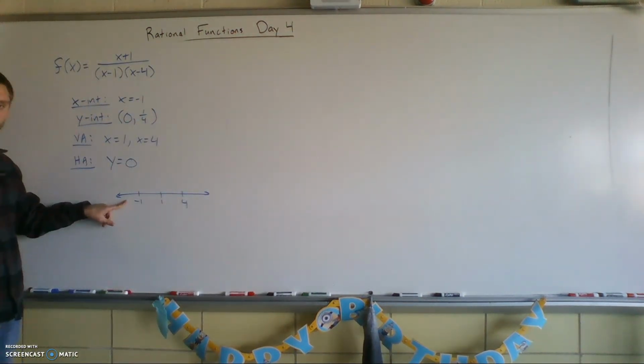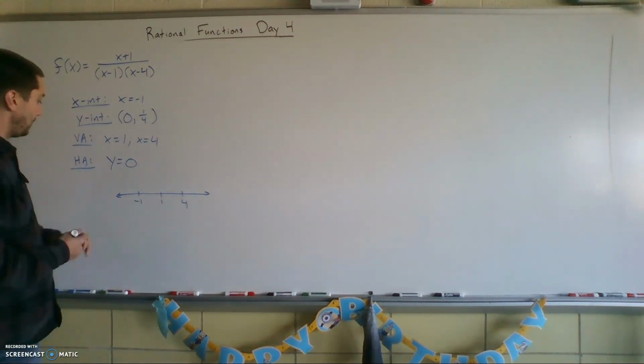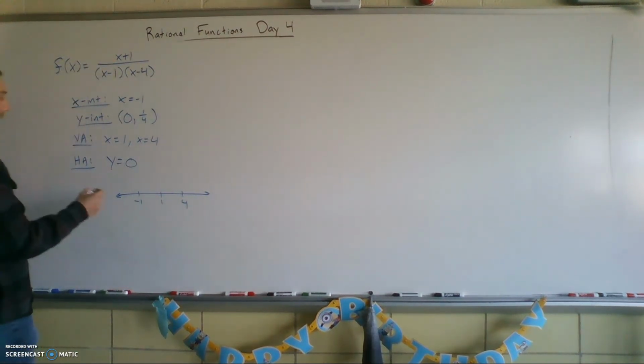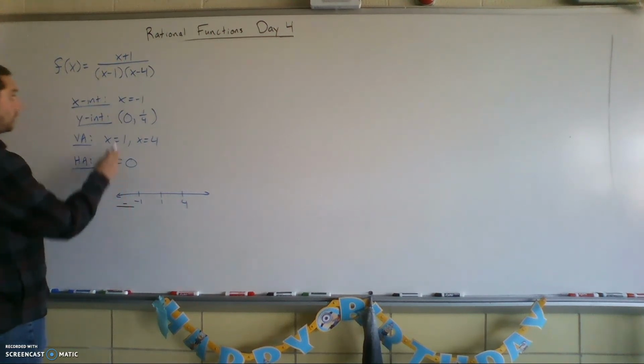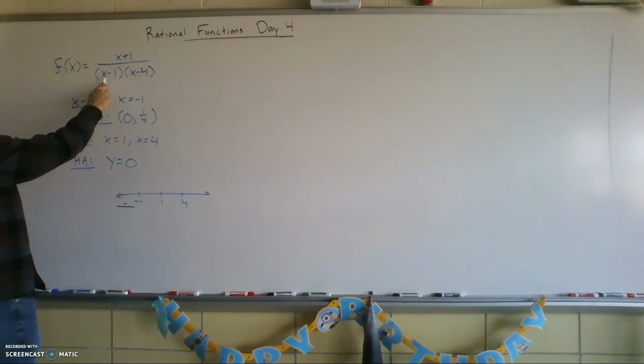Okay? So let's go and make a little sign chart here. So I'm going to plug in a number less than -1. How about -2? So on the top, that's going to be a negative number.